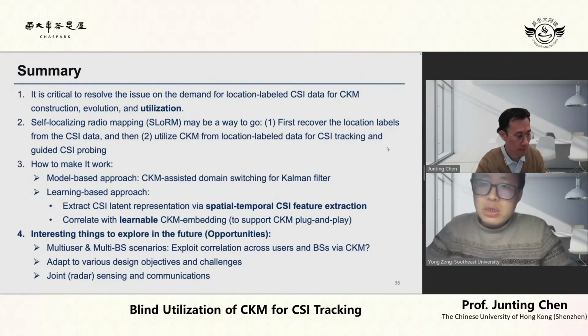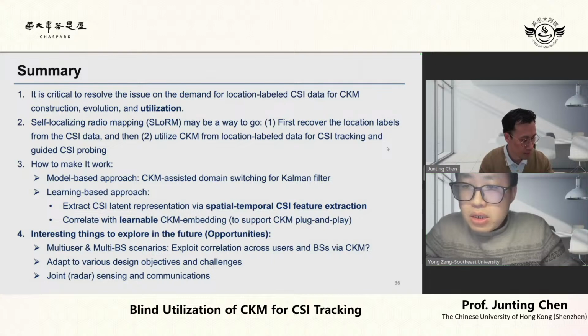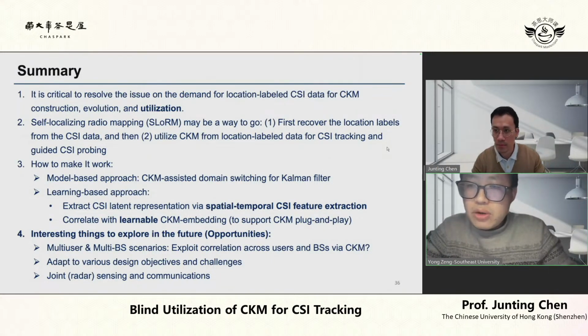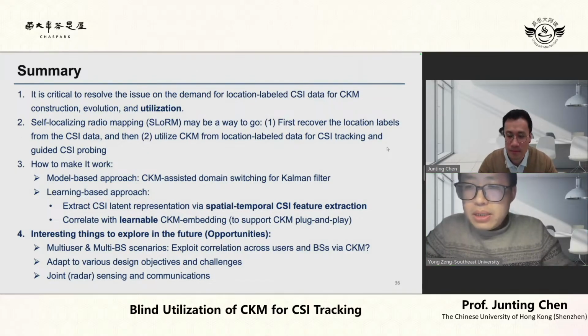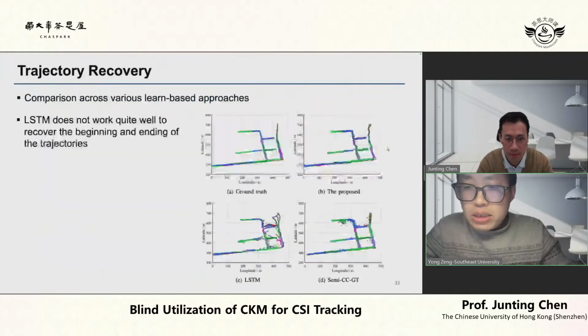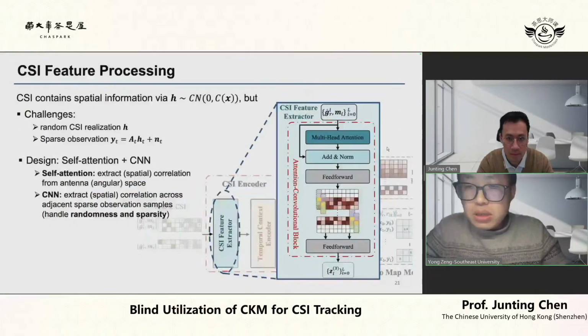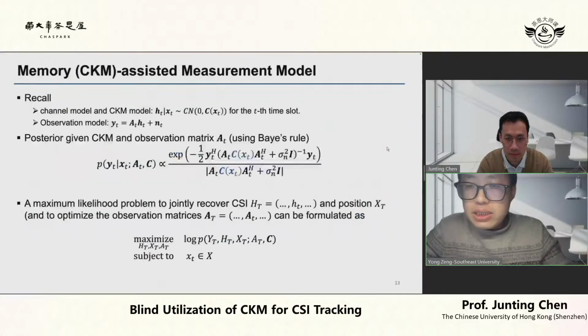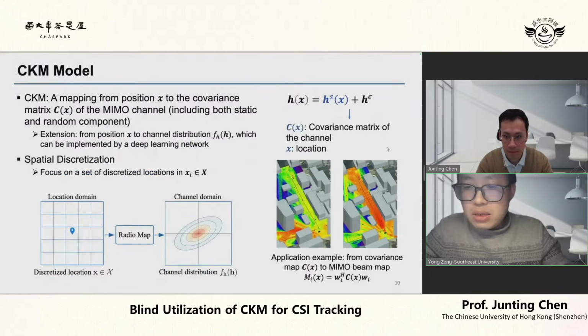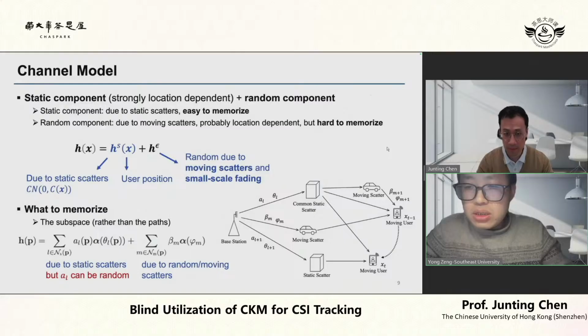The first question is, you mentioned that the statistical characteristics of CSI variation are highly dependent on the location x_t. So what is the core physical meaning of the location-dependent covariance matrix, C(x_t)? How is it related to the spatial characteristics of the propagation environment?